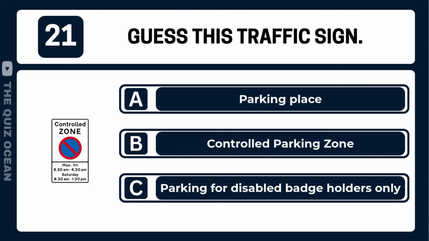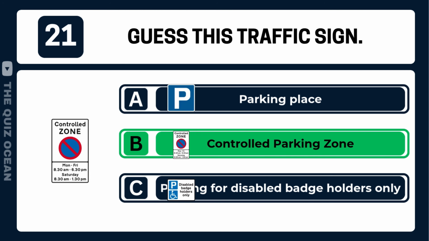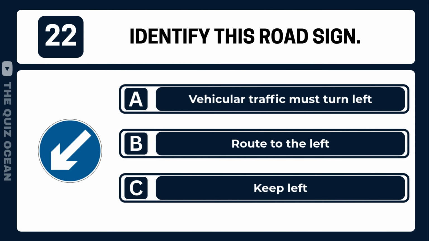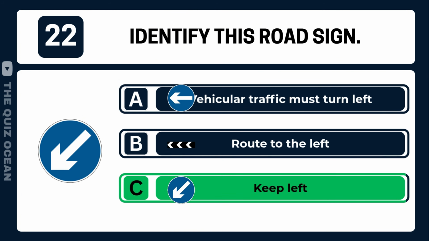Guess this traffic sign. The answer is B, controlled parking zone. Identify this road sign. The answer is C, keep left.